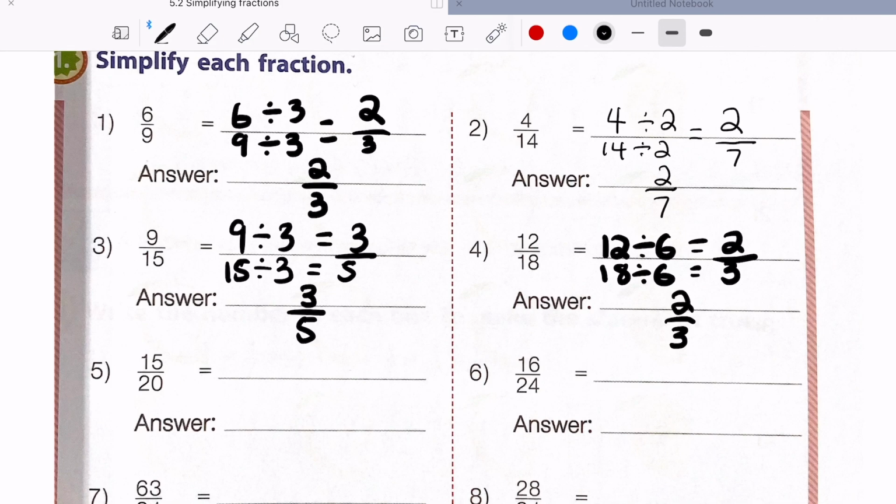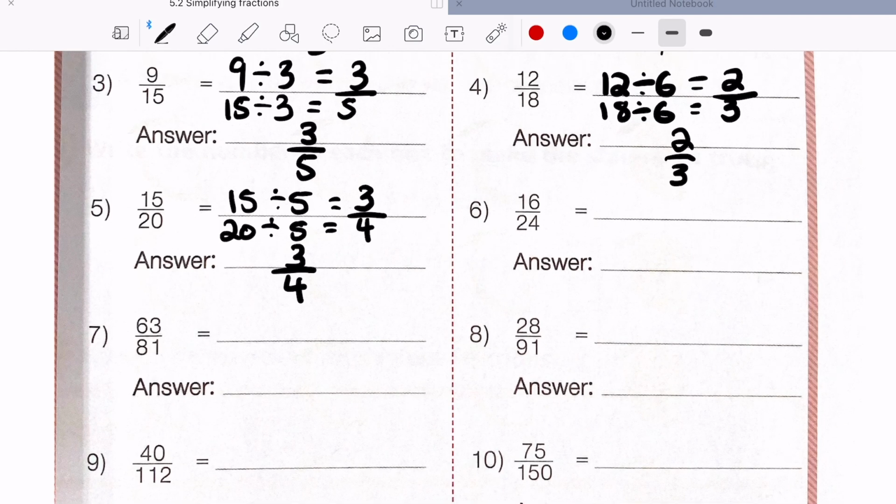All right, let's take a look at number 5. Here we have 15/20. What can we divide by? These all end with 5, and this ends with 0. What number can we divide by? 5, right? 5 is a very easy number to divide with. 15 divided by 5 equals 3. Very good. 20 divided by 5 equals 4. Good. So our answer is 3/4 because it cannot get any smaller.